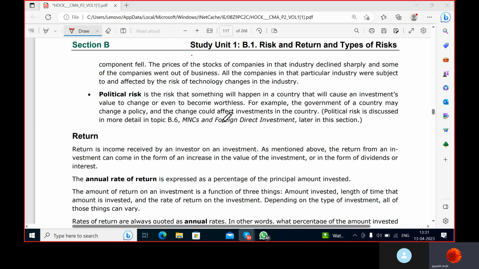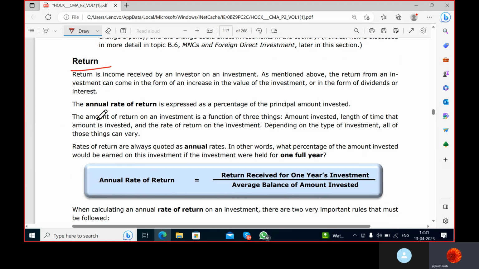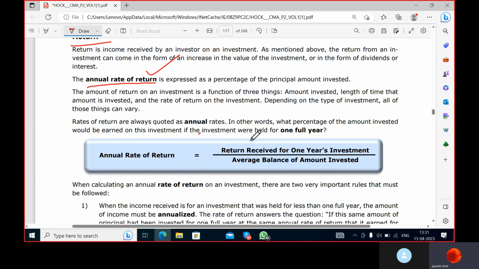So we are starting with return today. Return is nothing but the reward which an investor gets from his investment. It is nothing but the reward or income that an investor receives from an investment. So first we are speaking about annual rate of return. What is annual rate of return?